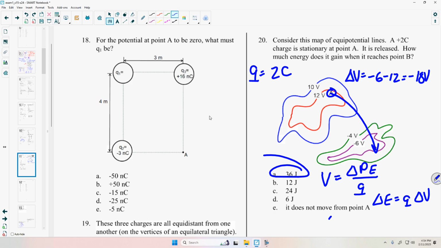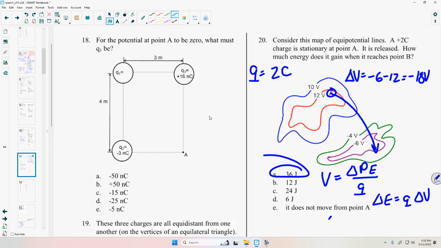And then returning to our definition of potential to define the change in energy. The change in energy is going to be just Q times delta V. 2 coulombs times 18 is 36 joules. Good question. You will see an equal potential map that'll have a couple of questions attached to it.